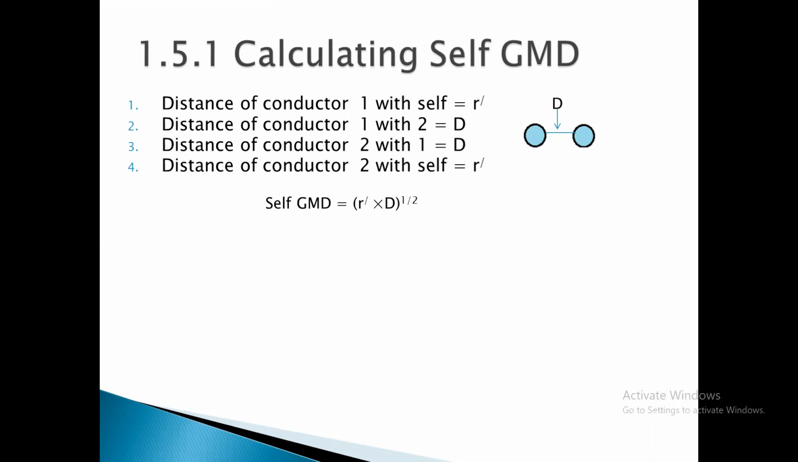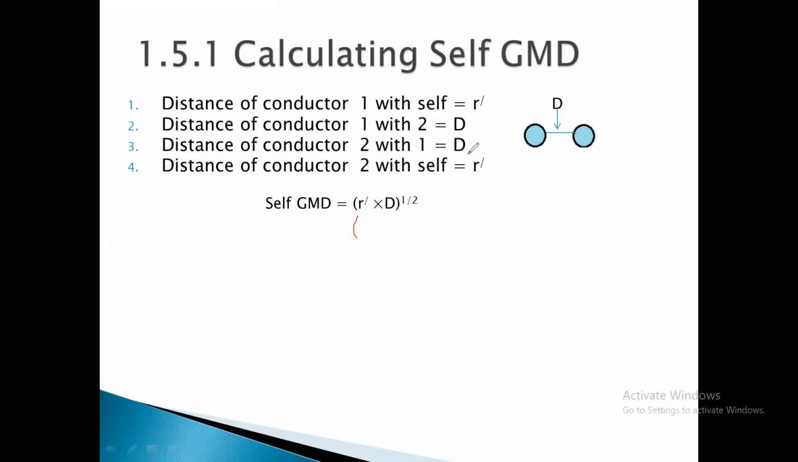Now, normally, if I want to calculate the GMD, what I will do is firstly multiply all these values. I will multiply all these distances, just like we did in DAB, DBC, DCA for the three phase conductors. Okay. I am going to multiply all these distances. So I can write, starting from here, r' multiplied by d multiplied by d and then multiplied by r'. So how many distances are there? 4. So just like before, I will write 1 divided by 4.